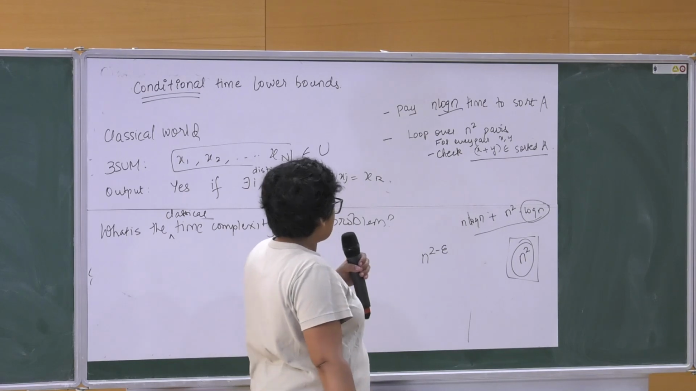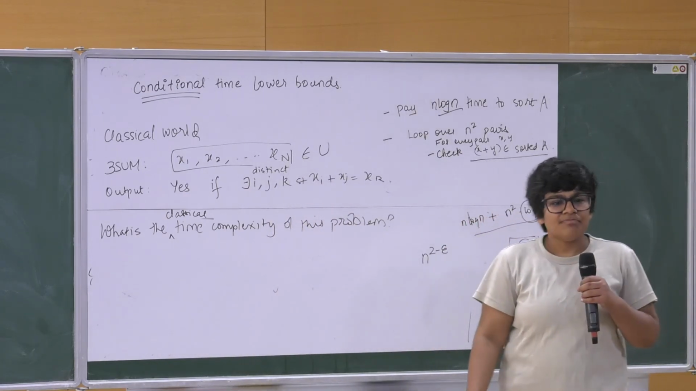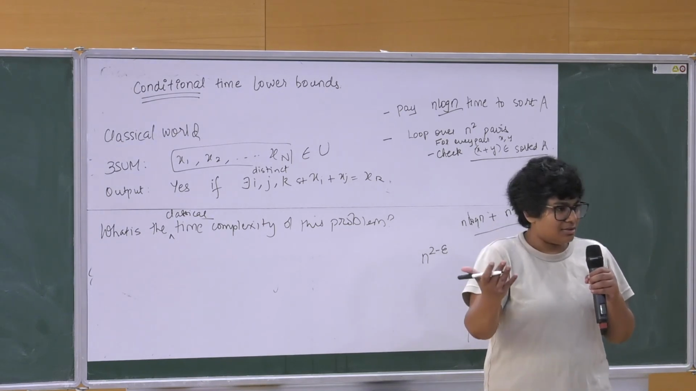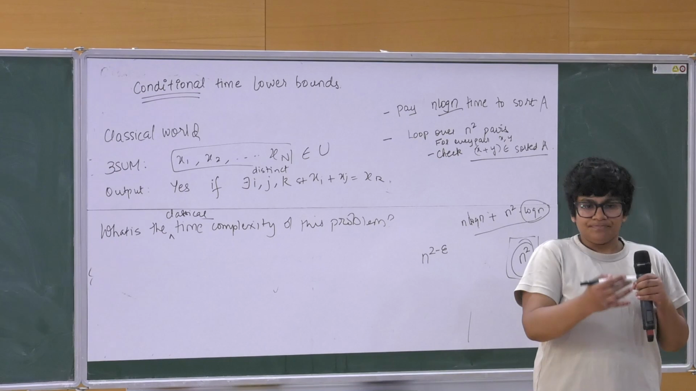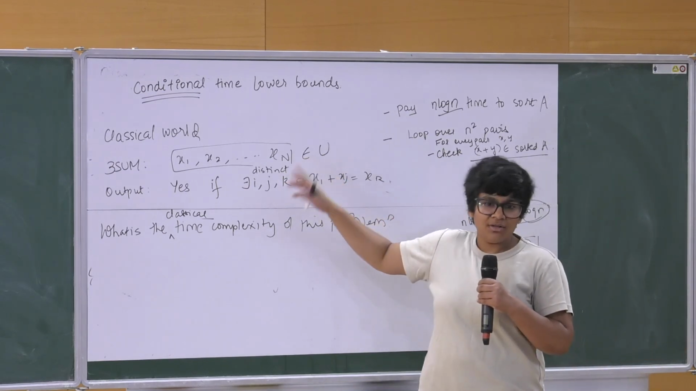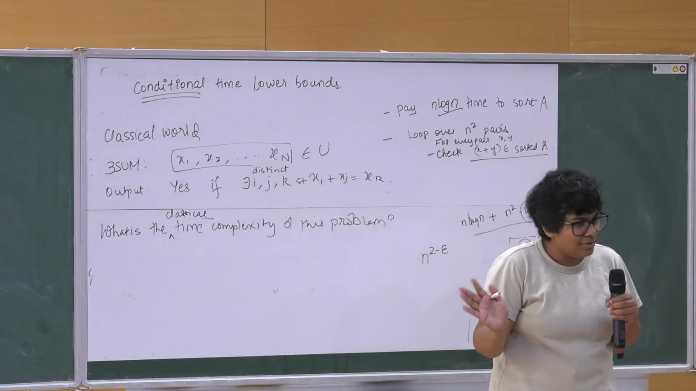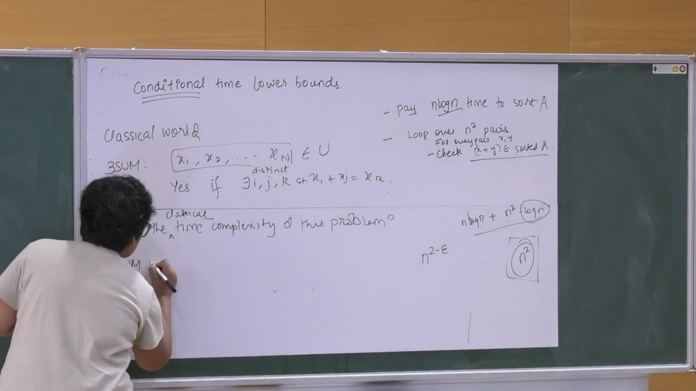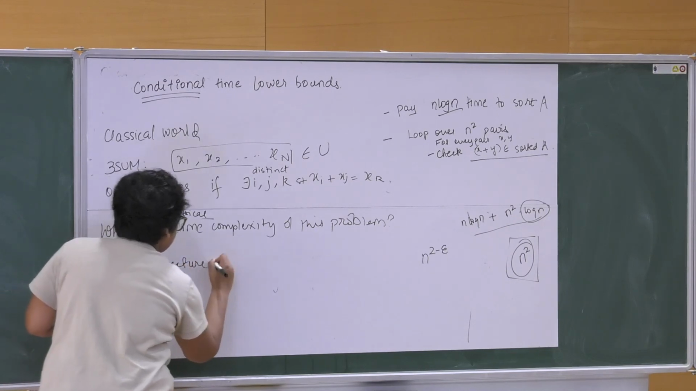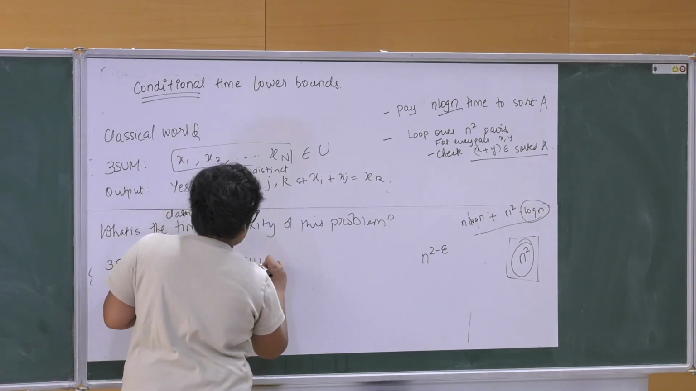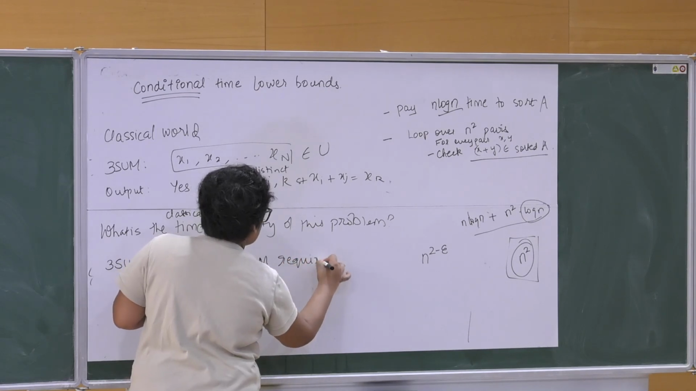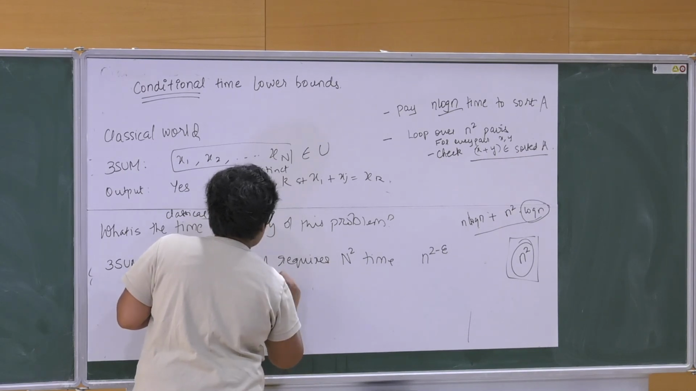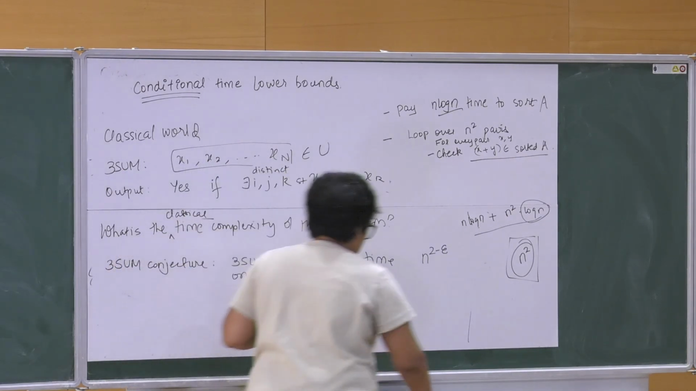So then they started trying to say maybe threesome actually requires n square time, and they started saying that as a conjecture. The threesome conjecture became that solving threesome on n inputs would require at least n square amount of time. Okay? So now let's call this the threesome conjecture.